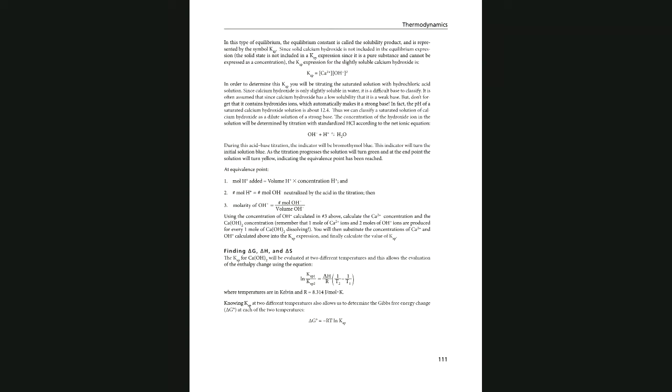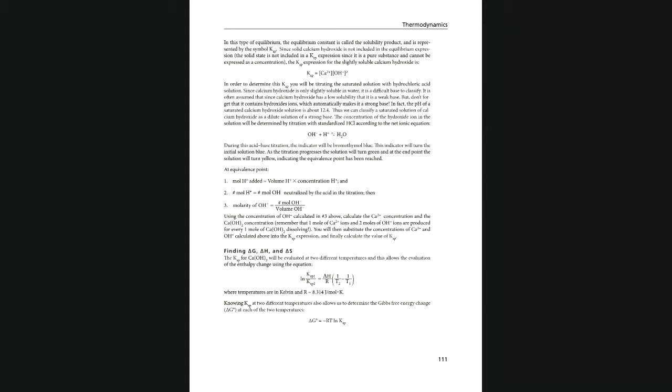So we have the formula for KSP. If we have the concentration for hydroxide, half of that would be the concentration for calcium ion, and we can find the KSP. The key is to find the KSP at two different temperatures. So KSP1 is at the T1 temperature, KSP2 is at the T2 temperature. Using the equation, we can find the value for delta H.